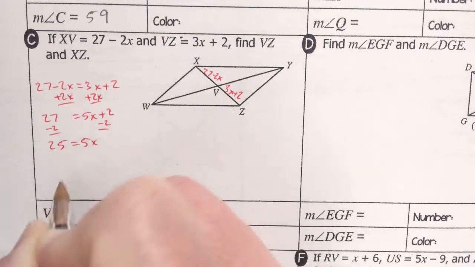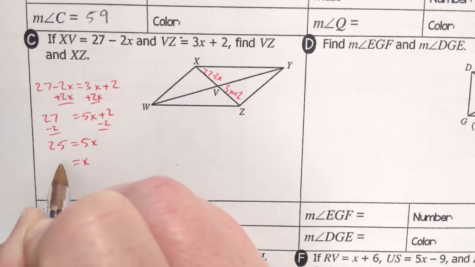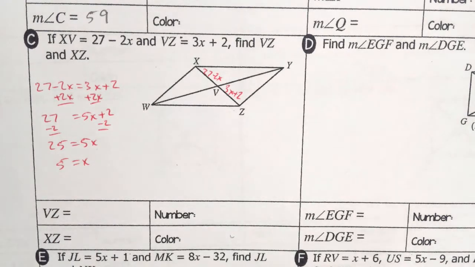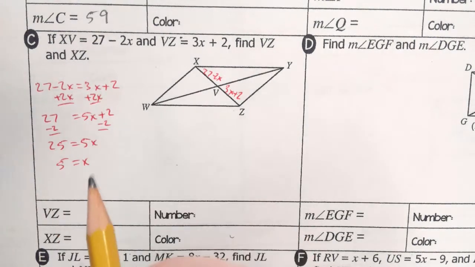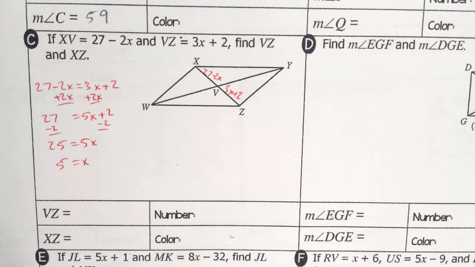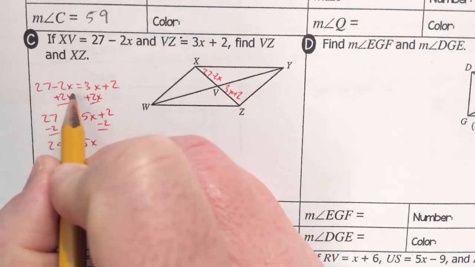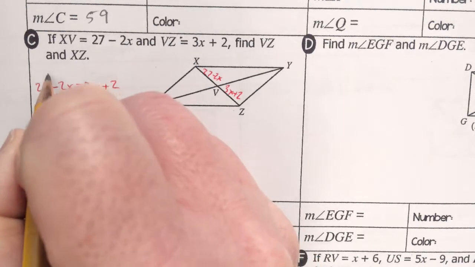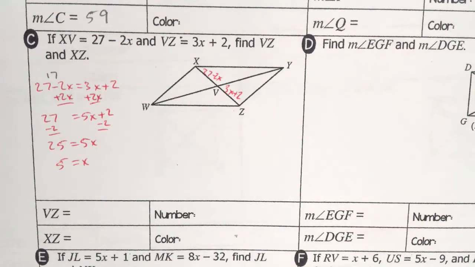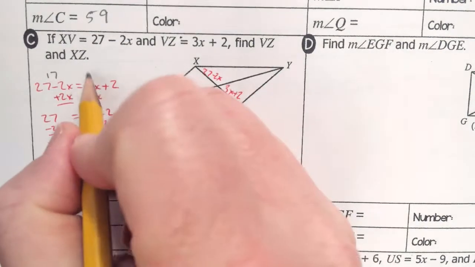25 equals 5x. Divide by 5, x equals 5. Once you find what x is, I've taught you guys to make sure that you plug it back in, right? So 27 minus 2 times 5. All right, so that's really 27 minus 10, which is 17. And then 3 times 5 plus 2 is really a 17.